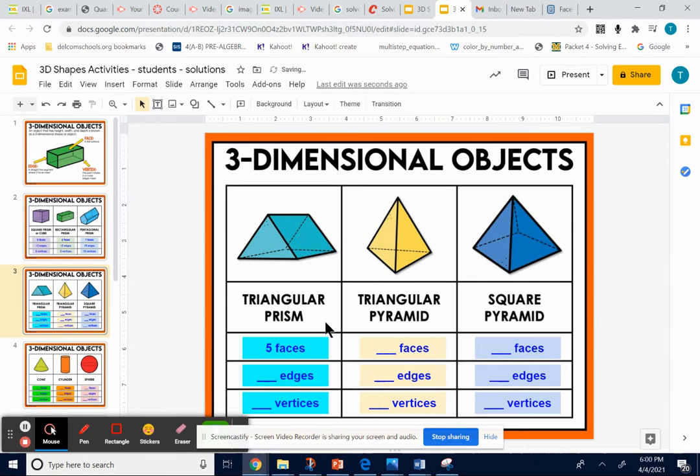Edges. That's where the faces meet. I'm going to look along what I'm considering the bottom first. There's 1, 2, 3, 4. Now I'm going to look at the triangles. 5, 6, 7, 8. And then there's the one on the top I didn't get yet. So that's 9.